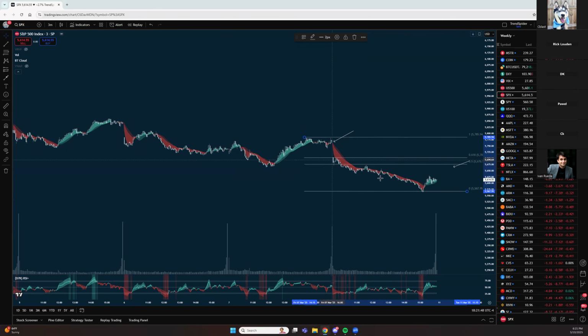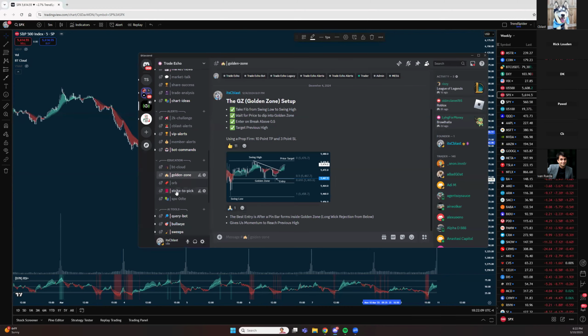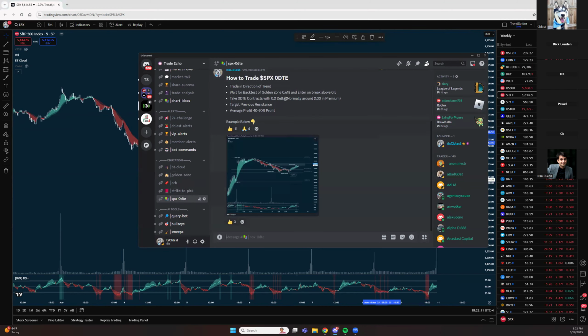But this hasn't been working out recently. We used to be able to time these entries right as the BT Cloud was flipping on the 3, come to the 5. But if you look here on the 5, there's a lot of rejects. So now I'm waiting for confirmation for both directions, a BT Cloud flip in either direction, before I take an entry, only because the premiums are too high versus the delta value.